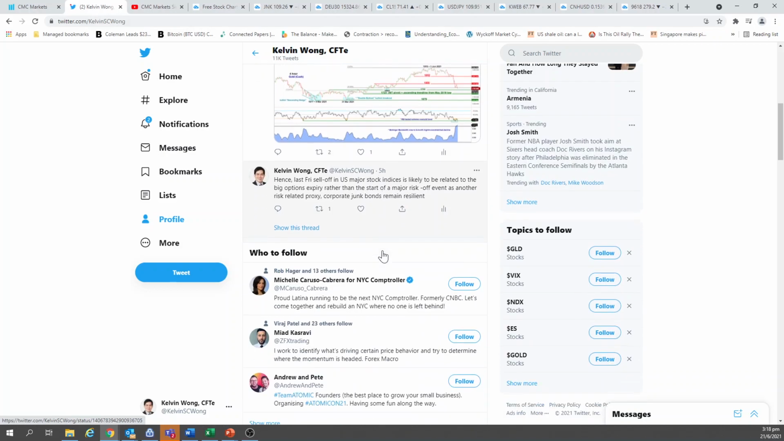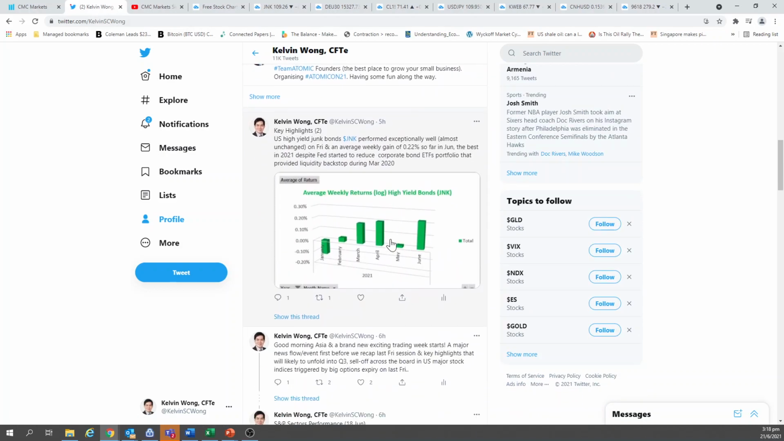Then last month, I also tweet every day, frequently at the start of the market, what I see in the market. Why do I say that it's not a sell-off yet? Because one of the risk proxies, which is high yield bonds, junk bonds, actually performed exceptionally well last week. You can take a look at it.